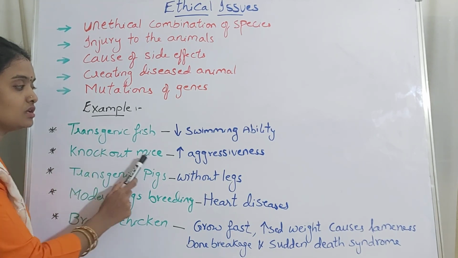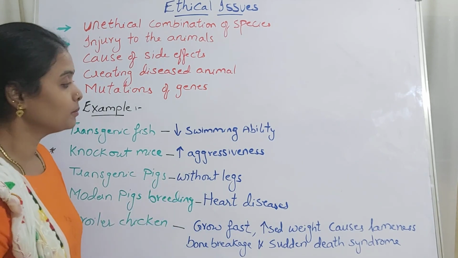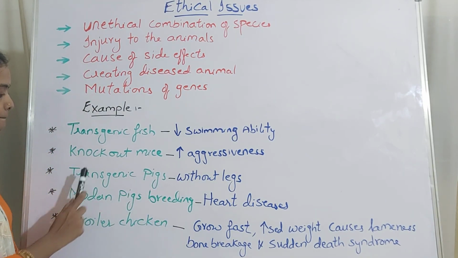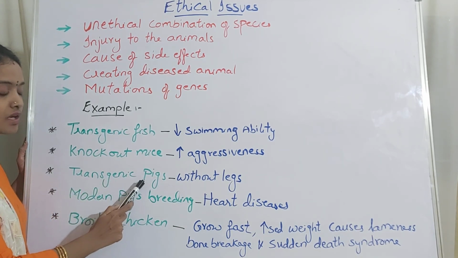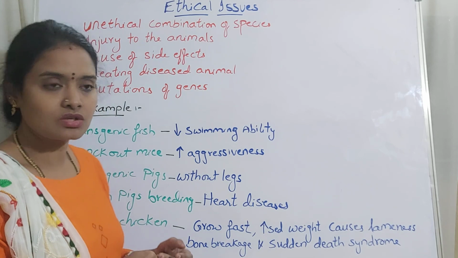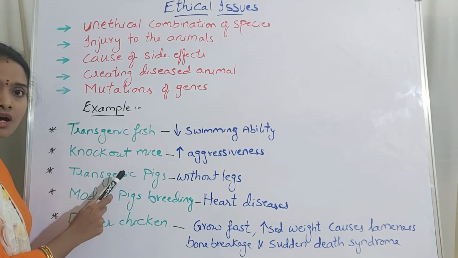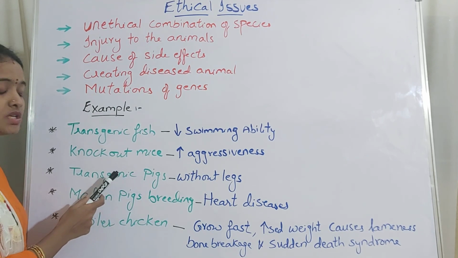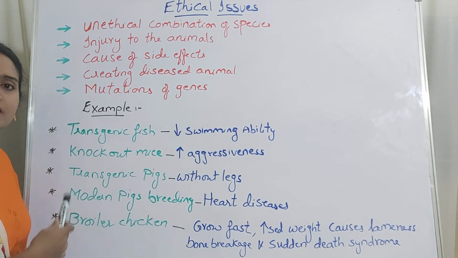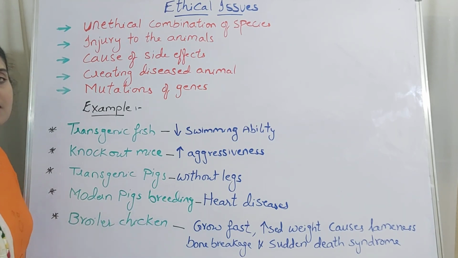So here, due to the gene knockout or due to the removal of certain genes from the mice, it has resulted in changes in the behavior of that animal. That is, increased aggressiveness was observed. And the next example, transgenic pigs. In the case of transgenic pigs, again, they are producing the pigs mostly for the sake of meat, right? So because of that, growth hormone has to be given. The growth hormones are introduced into the pigs in order to increase the size. Apart from that, some research has been done in which the transgenic animal produced was without legs. Okay, the legs were absent in that transgenic animal.